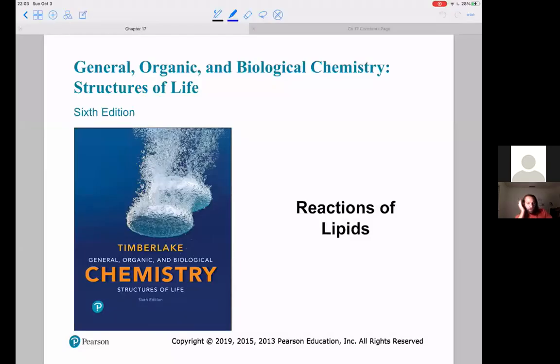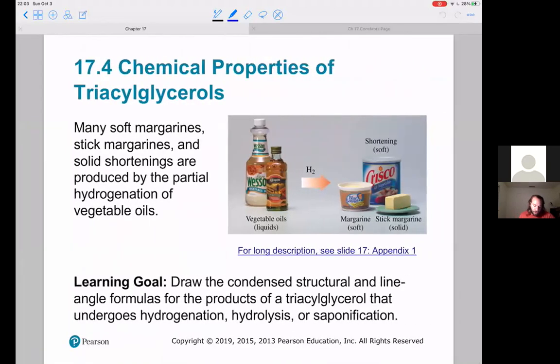Okay, so now let's talk about the reactions of lipids. And in particular, we're not talking about lipids as a whole. We're really focusing on fatty acids and these triacylglycerols. First of all, there's actually a lot of overlap between what we already learned.